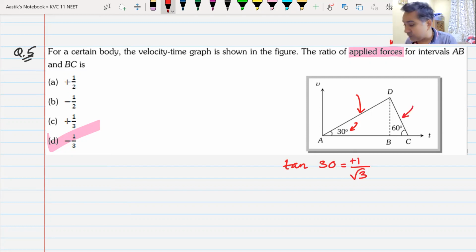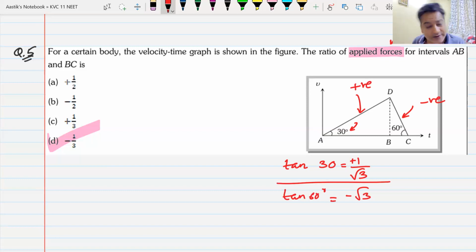We talk about this one. This is tan of 60. Tan of 60 is root 3. But as you can see, this slope is negative. Yes or no? I divide tan of 30 by tan of 60. 1 by root 3 is divided by root 3. So I get minus 1 by 3. And that is the answer, my dear friends, that we were looking for. I hope all of you got this. Yes or no?